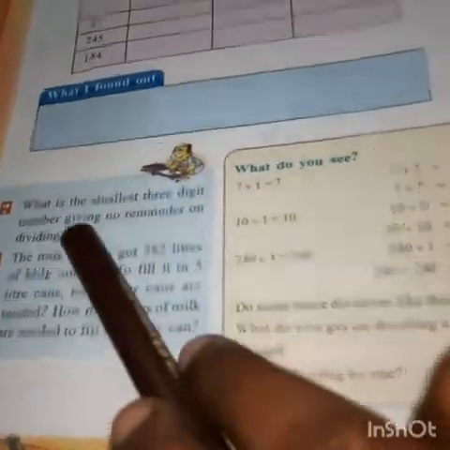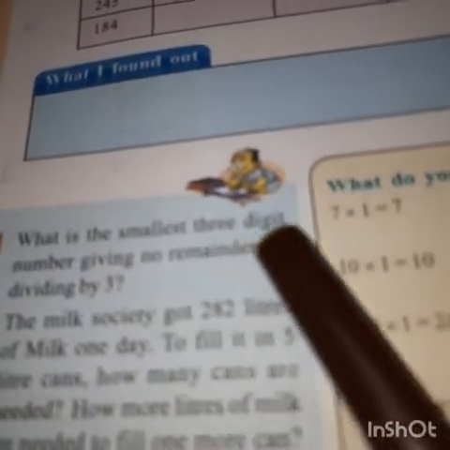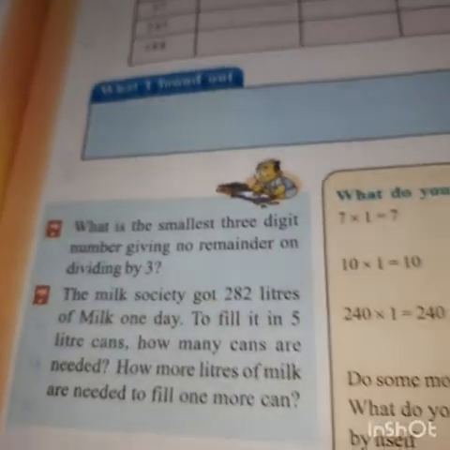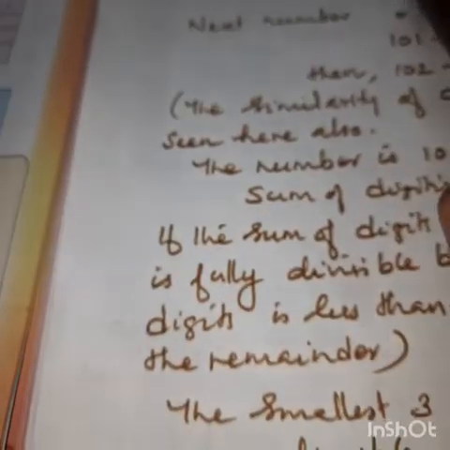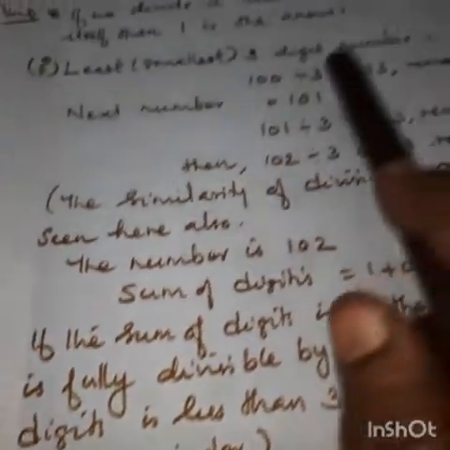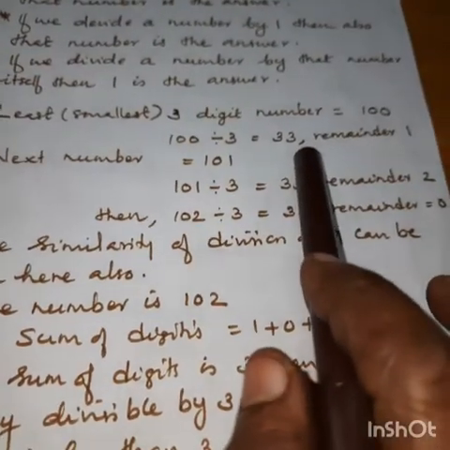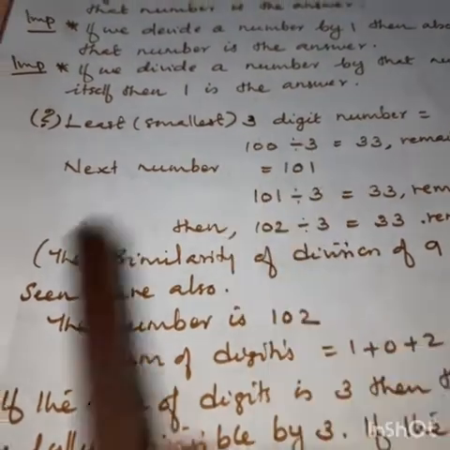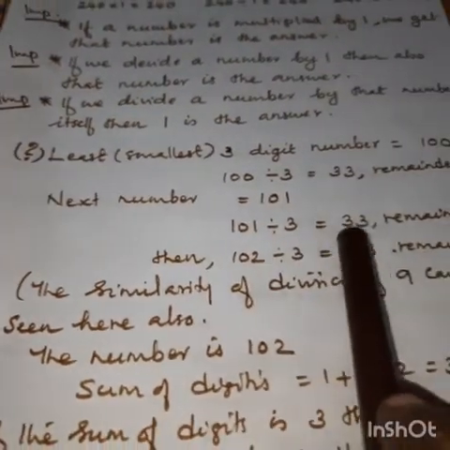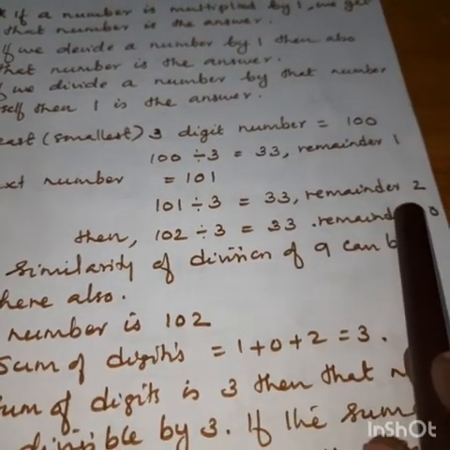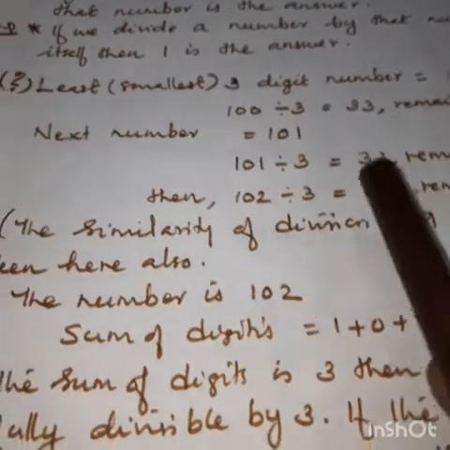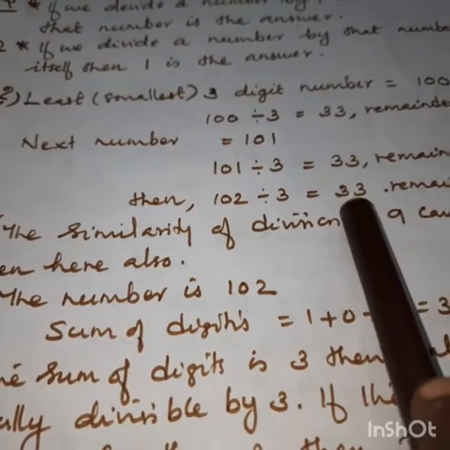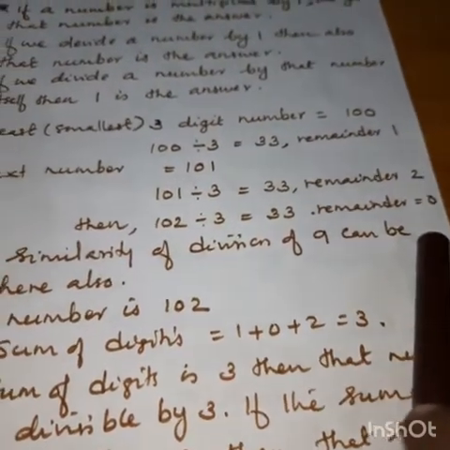The first question is, what is the smallest 3-digit number giving no remainder on dividing by 3? The smallest 3-digit number is 100. 100 divided by 3 gives 33 as the quotient and remainder 1. The next number is 101. 101 divided by 3 gives 33, and there is remainder 2. The next number is 102 divided by 3. 33 is the quotient and the remainder is 0.